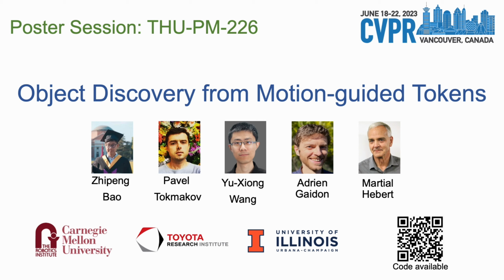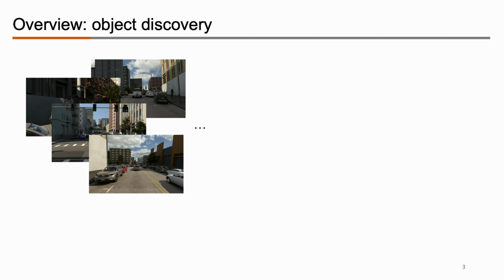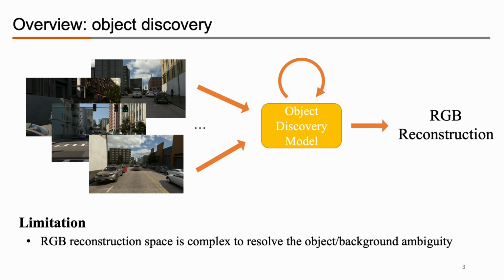I'm presenting our work, Object Discovery from Motion-Guided Tokens. Object discovery, separating object from the background without manual labels, is a fundamental open challenge in computer vision. A set of representative methods solve the problem by clustering low-level appearance cues under an autoencoder framework. Though some achievements have been made, one major limitation is that the RGB reconstruction space is too complex to discover objects, especially in the real-world regime.